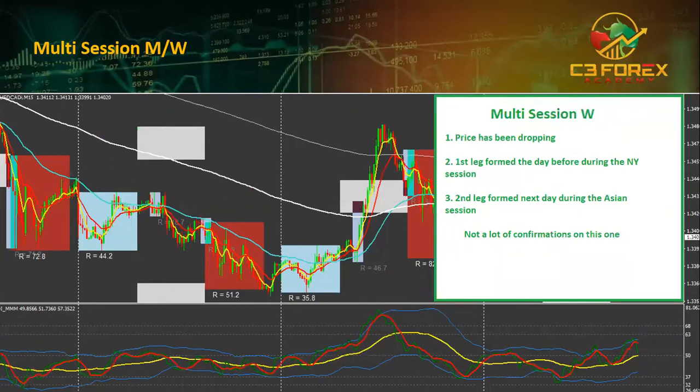Multi-session W. Price has been dropping, EMAs is fanning apart. You get your first leg in the New York session, second leg in the London session, price get out of there.